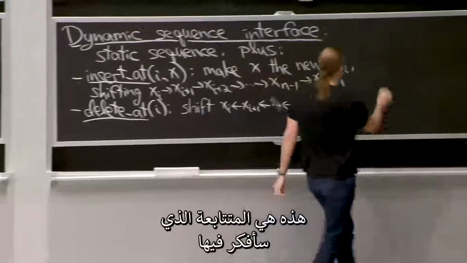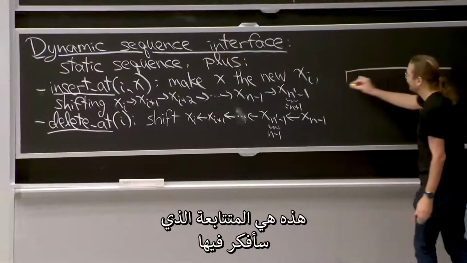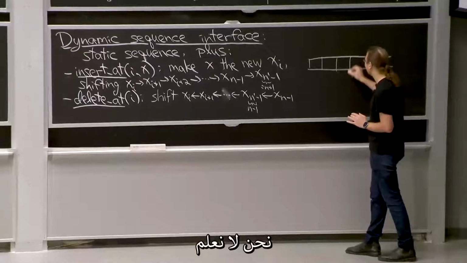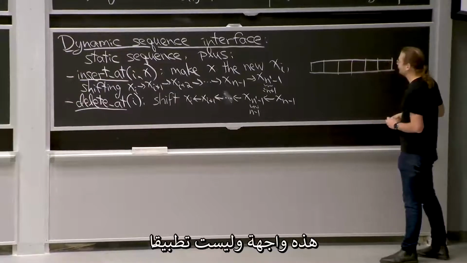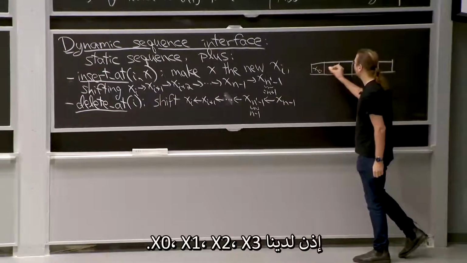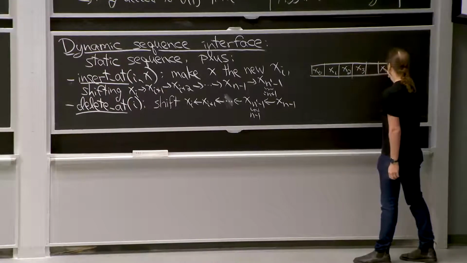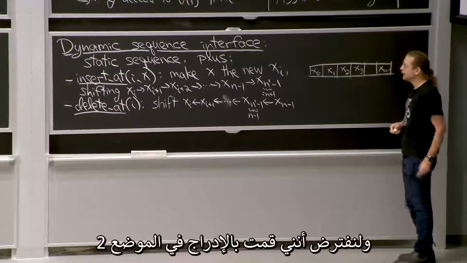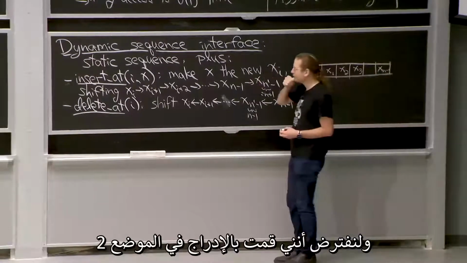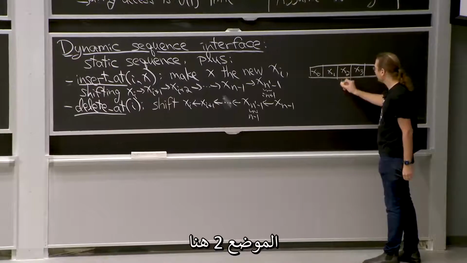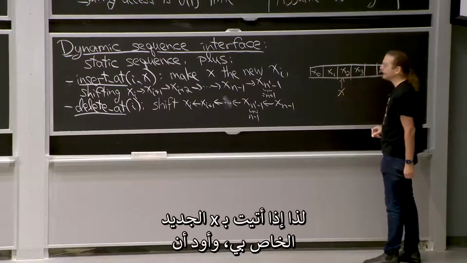So here's my sequence, which I'm going to think of in a picture. I'm going to draw it as an array, but it's stored however it's stored. We don't know. This is an interface, not an implementation. So we have x0, x1, x2, x3. And let's say I insert at position 2. So position 2 is here. So I come in with my new x.